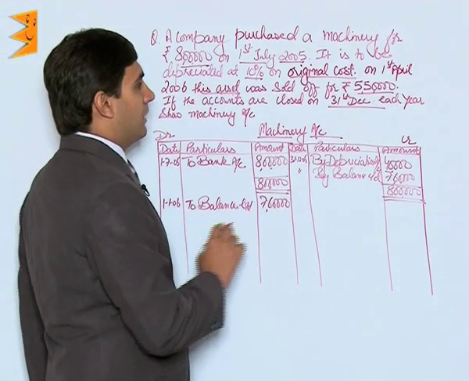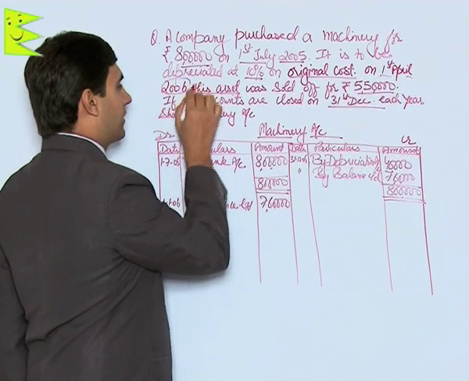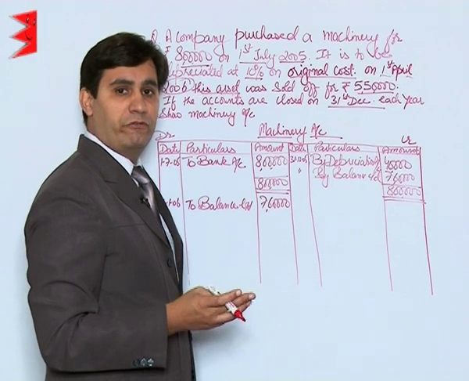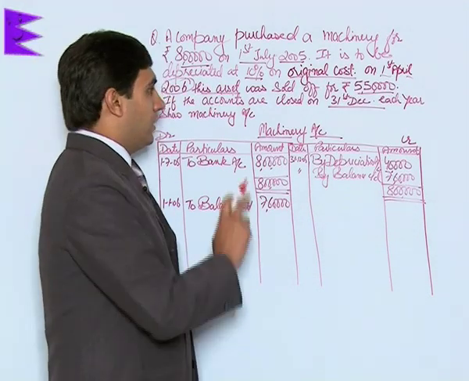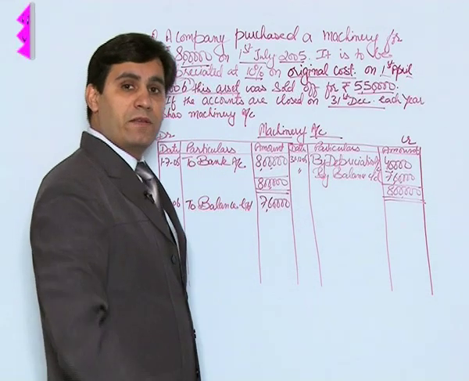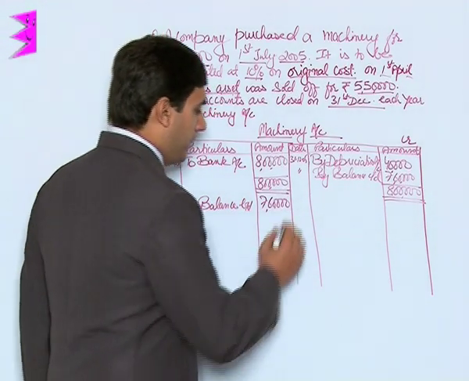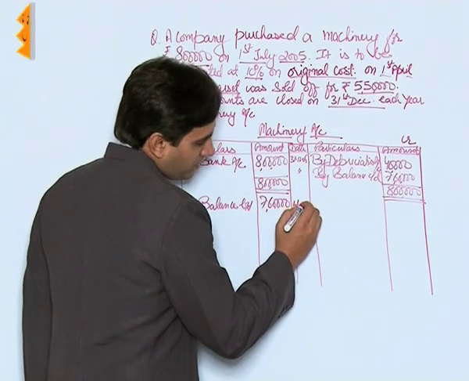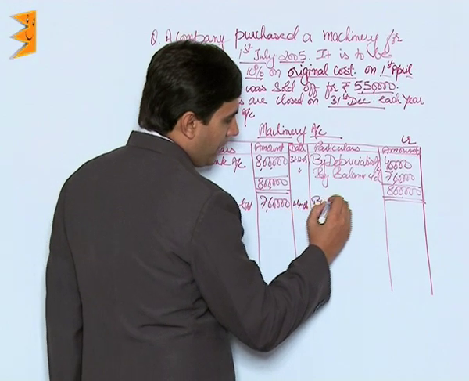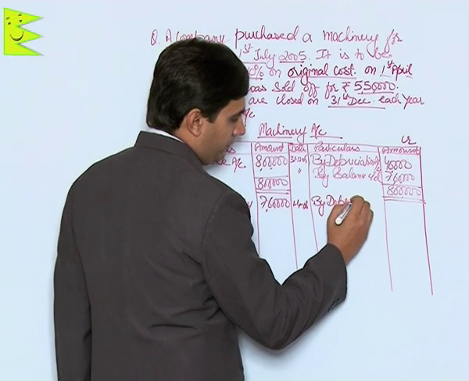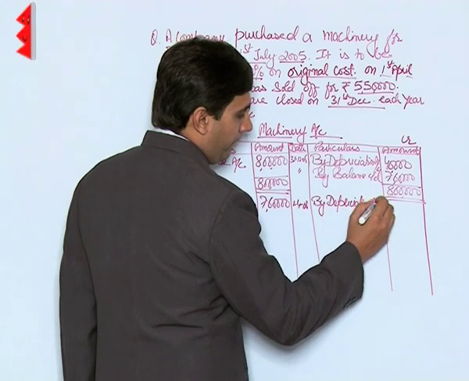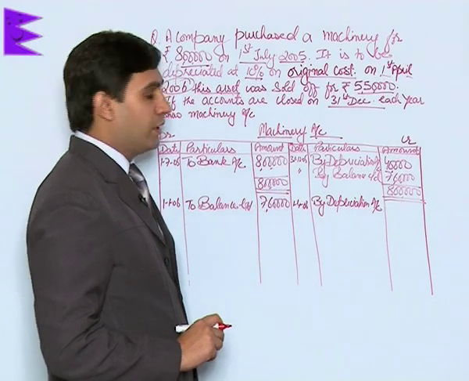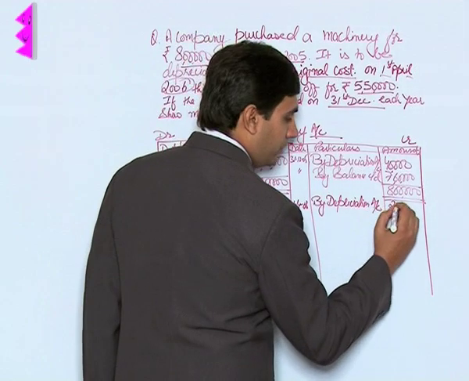It is clearly mentioned that on 1st April 2006, that is in this particular year, after 3 months, that is January, February and March, this asset was sold off. Since we have used this machinery for 3 months, depreciation would be charged for 3 months. So on 1st April 2006, by depreciation, 10% of 8 lakh for 3 months. That comes out to rupees 20,000.